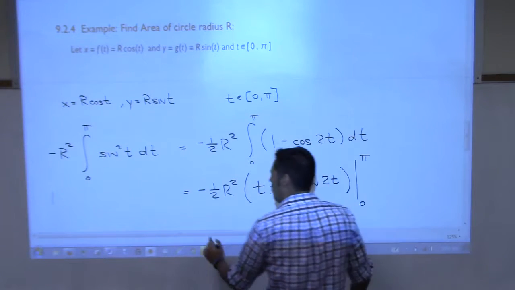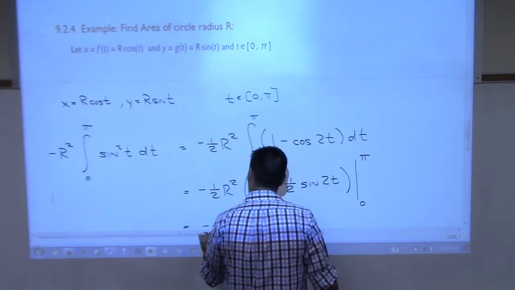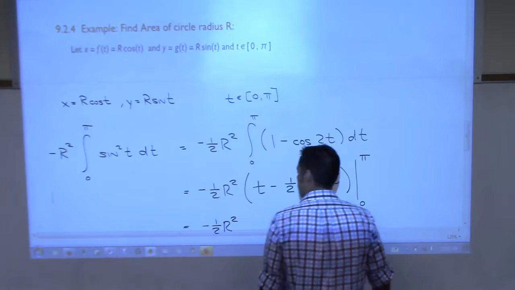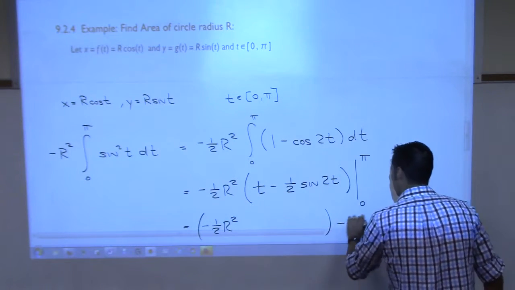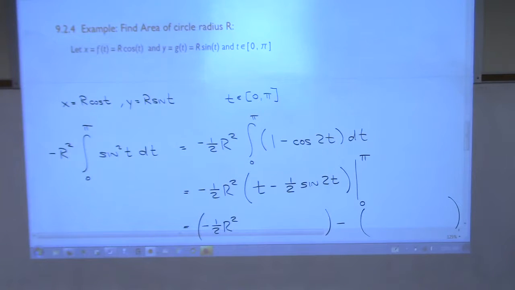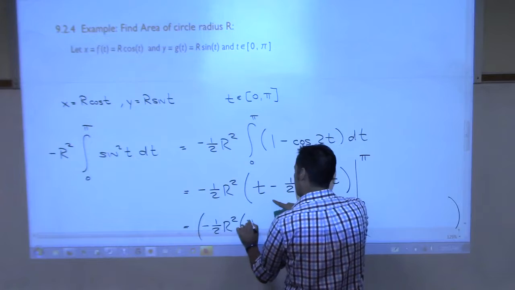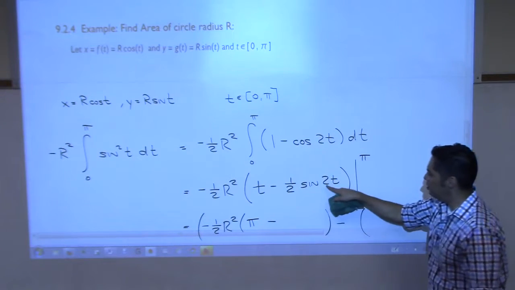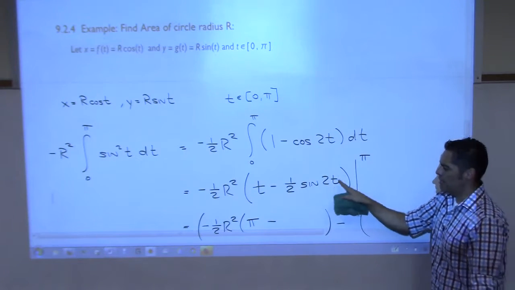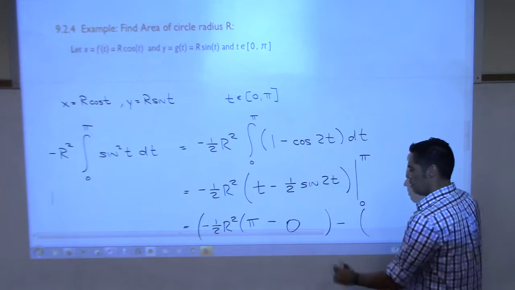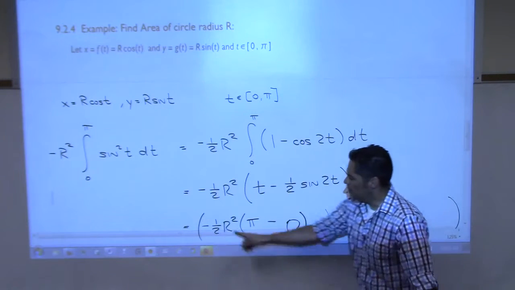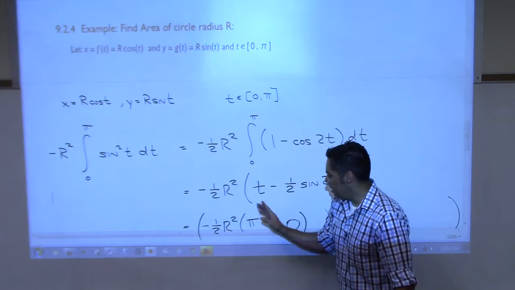Let's plug in pi first. When we plug in pi, we get negative 1/2 r squared. This is me plugging in pi, then I'm going to subtract what I get when I plug in 0. So plug in pi. Don't you get pi minus, what's sine of 2 pi? 0. So that whole thing is 0. Right? So that's what I get. Negative 1/2 r squared times pi.